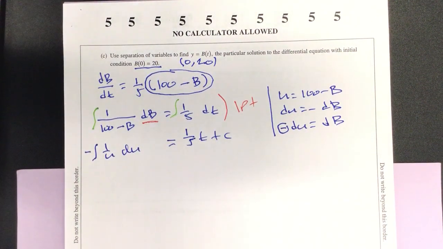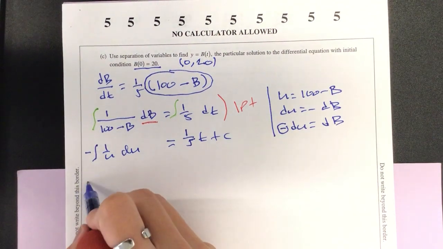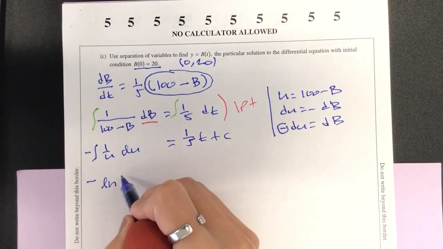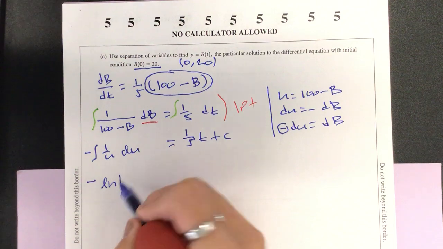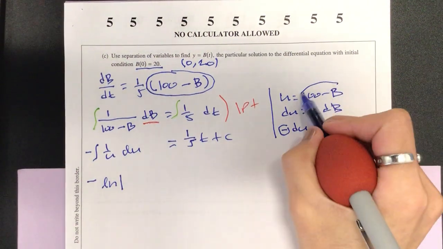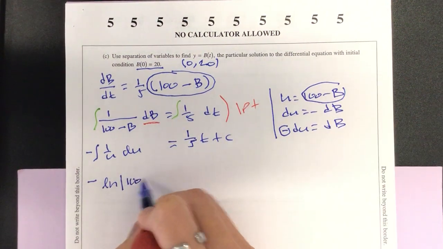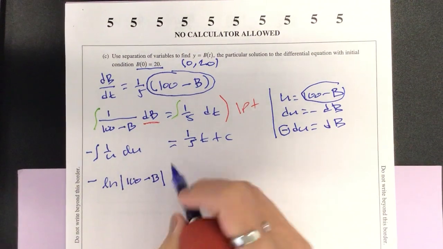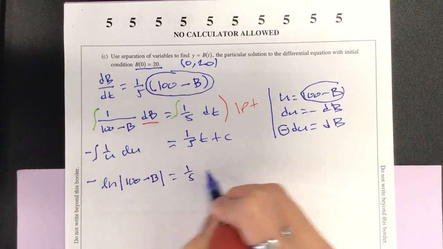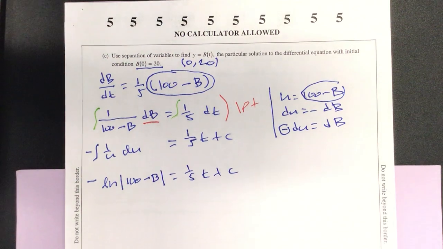So let's see if y'all remember. Integral of 1 over u is what, of the absolute value? Natural log. So we have the negative already there. Natural log of the absolute value of u. But instead, are y'all okay if I just go ahead and plug it back in, since I know I have to anyways? 100 minus B. And then leave the right side alone: 1/5 t plus c.